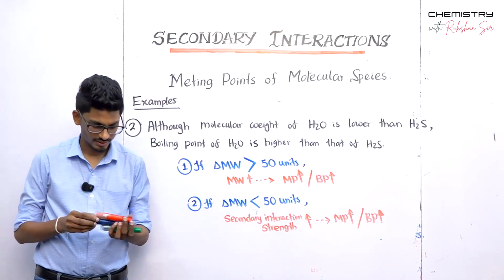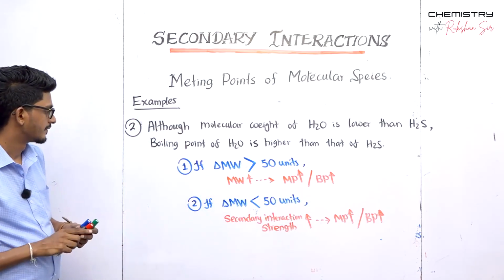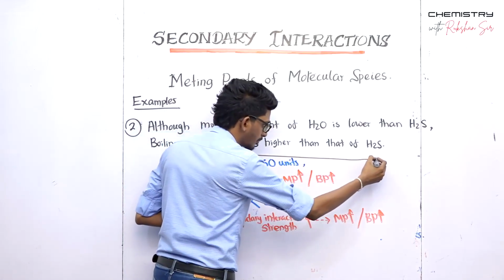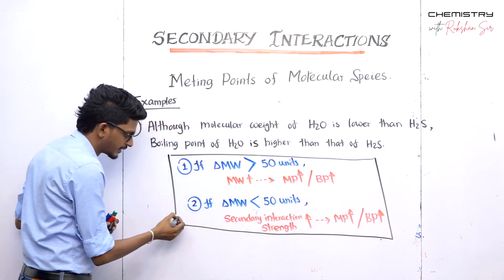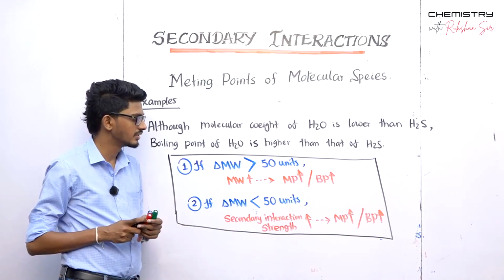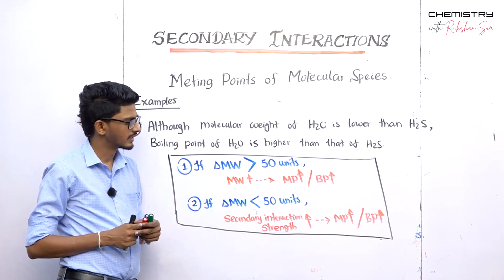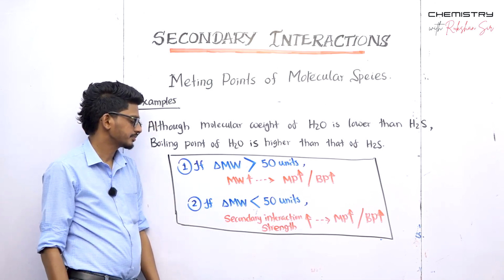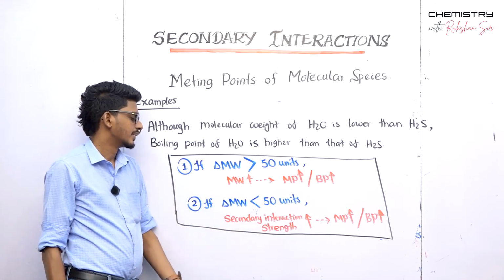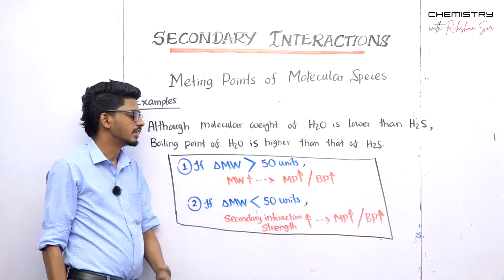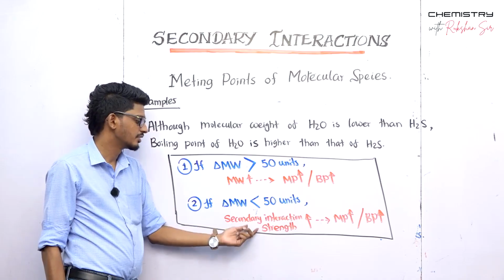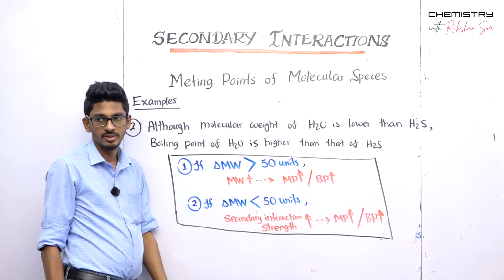It's very important for this kind of problem, to predict the melting point or boiling point variation correctly. So if the molecular weight difference is greater than 50 units, according to the molecular weight, we decide the melting point. If the molecular weight difference is less than 50 units, according to the secondary interaction strength, we decide the melting points.